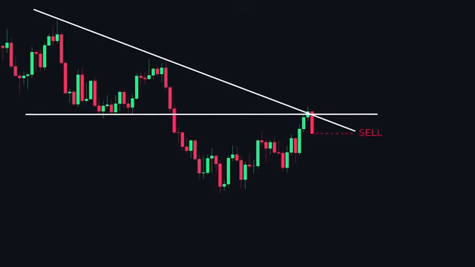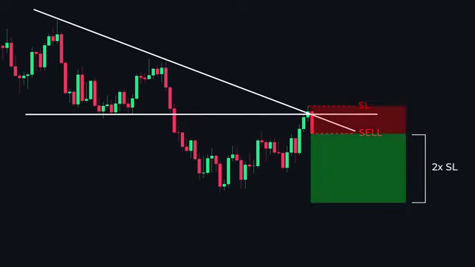Then, you can place a stop loss above the high of the previous candle and set a take profit at twice the size of the stop loss. As you can see, the price moved down and reached our profit target shortly after entry.